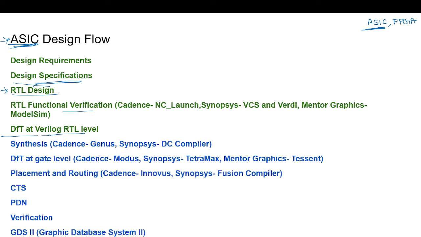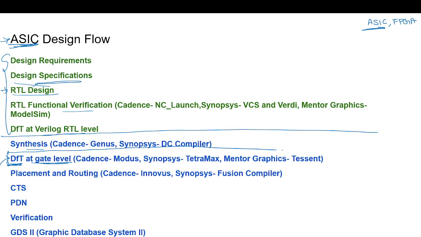This is followed by the front end flow. In the back end, we perform the synthesis and we obtain a gate level netlist. In the gate level netlist, we add some circuitry which will help to do the testing. That is known as design for testability. So this is the place where we have the testing portion in the ASIC design flow, and also at the RTL level.